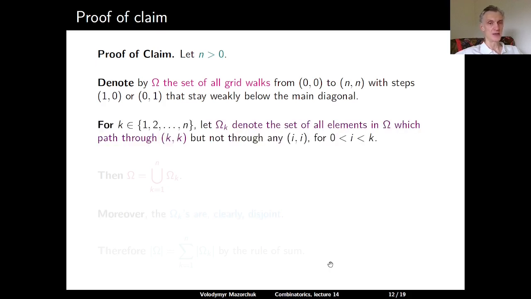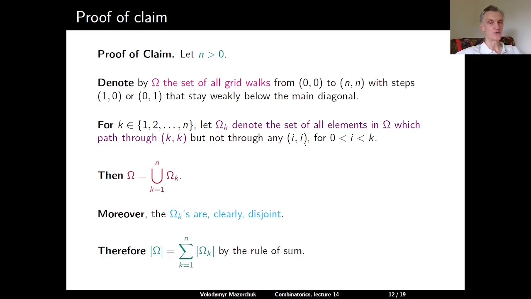For k between 1 and n, let us denote by omega k the set of all elements in omega which pass through the point (k, k), but not through any point (i, i), where i is between 0 and k. Then, of course, directly from the definition, omega is equal to the union over all k from 1 to n of omega k's, and these omega k's are disjoint. So by the rule of sum, the cardinality of omega is equal to the sum over all k from 1 to n of the cardinality of omega k.